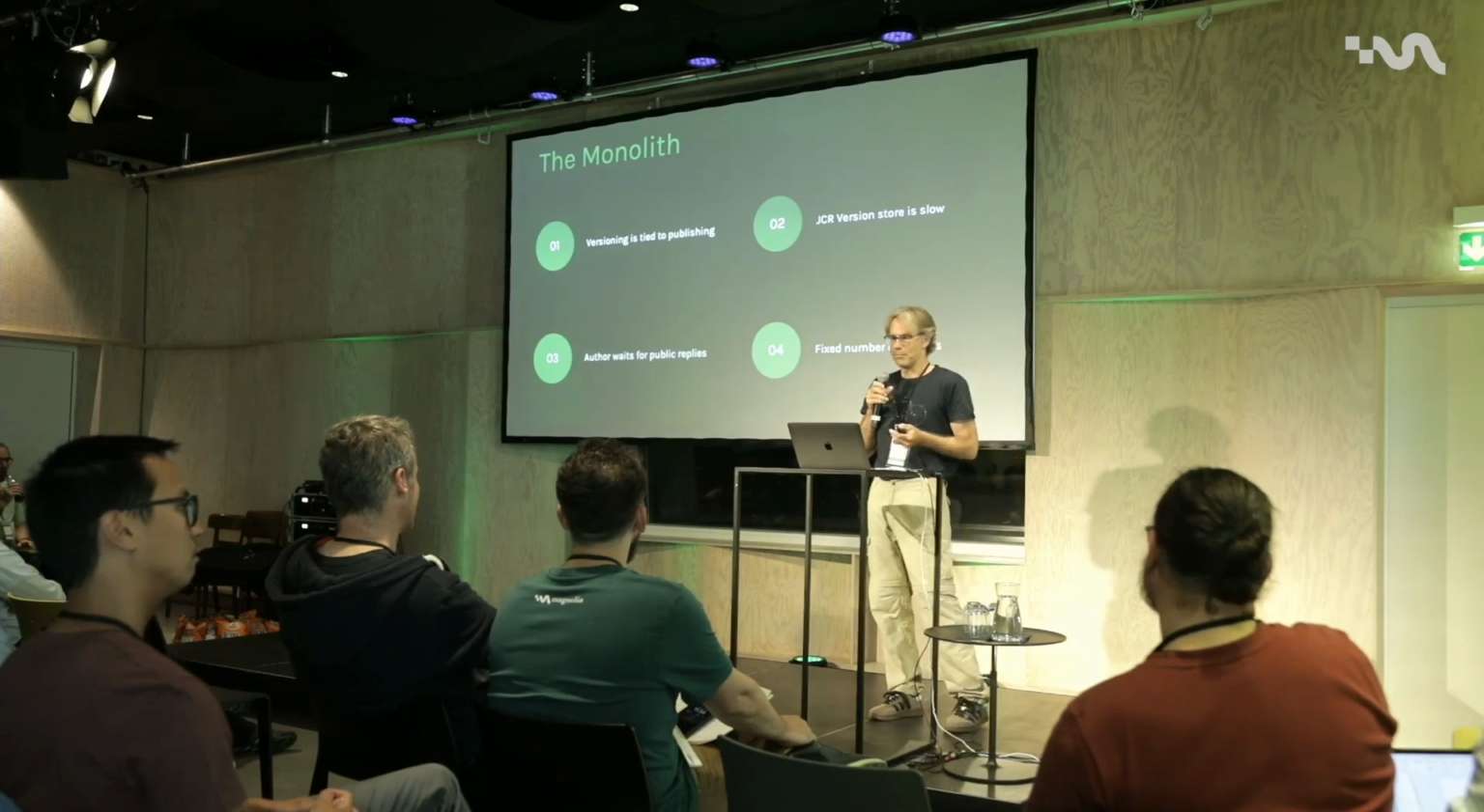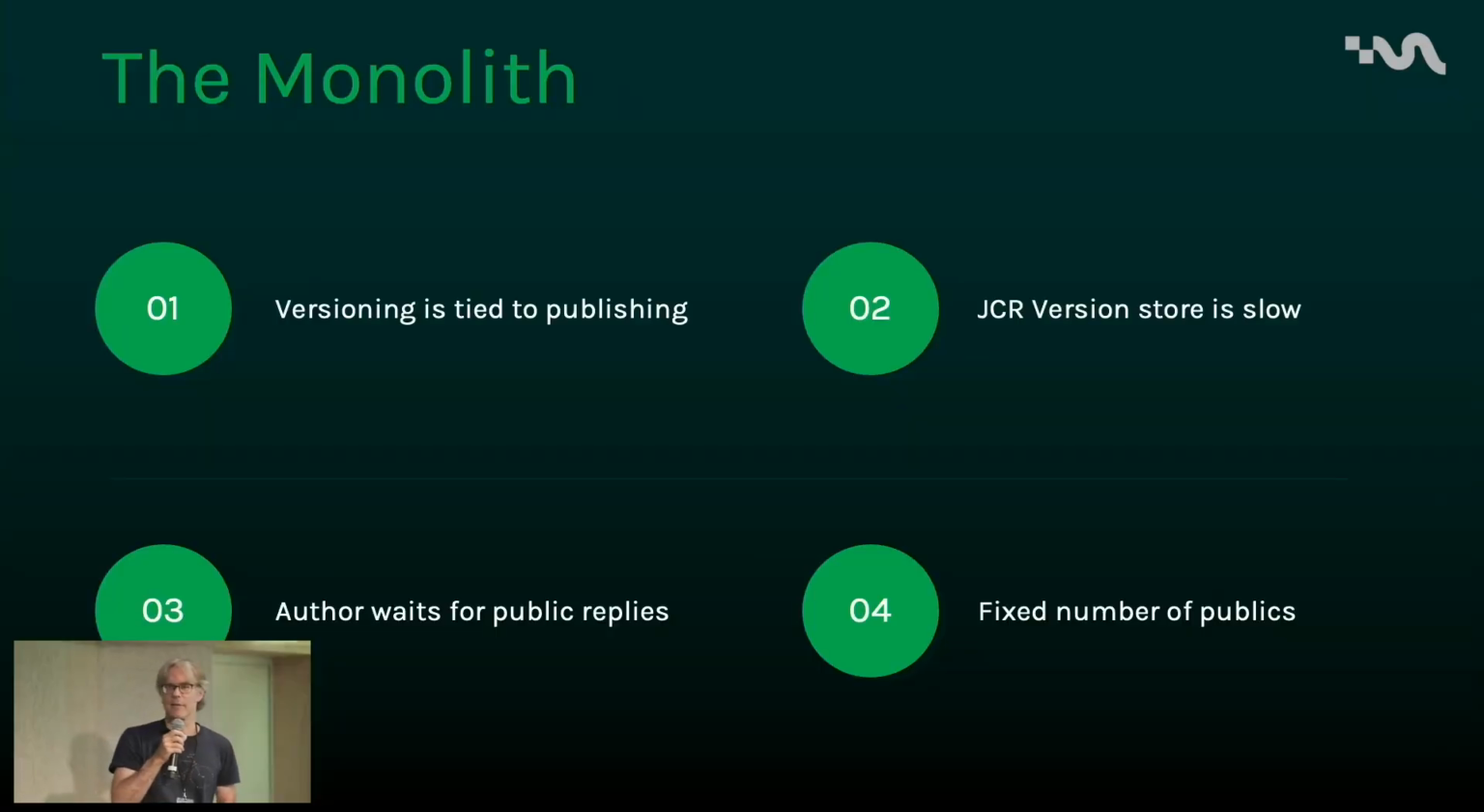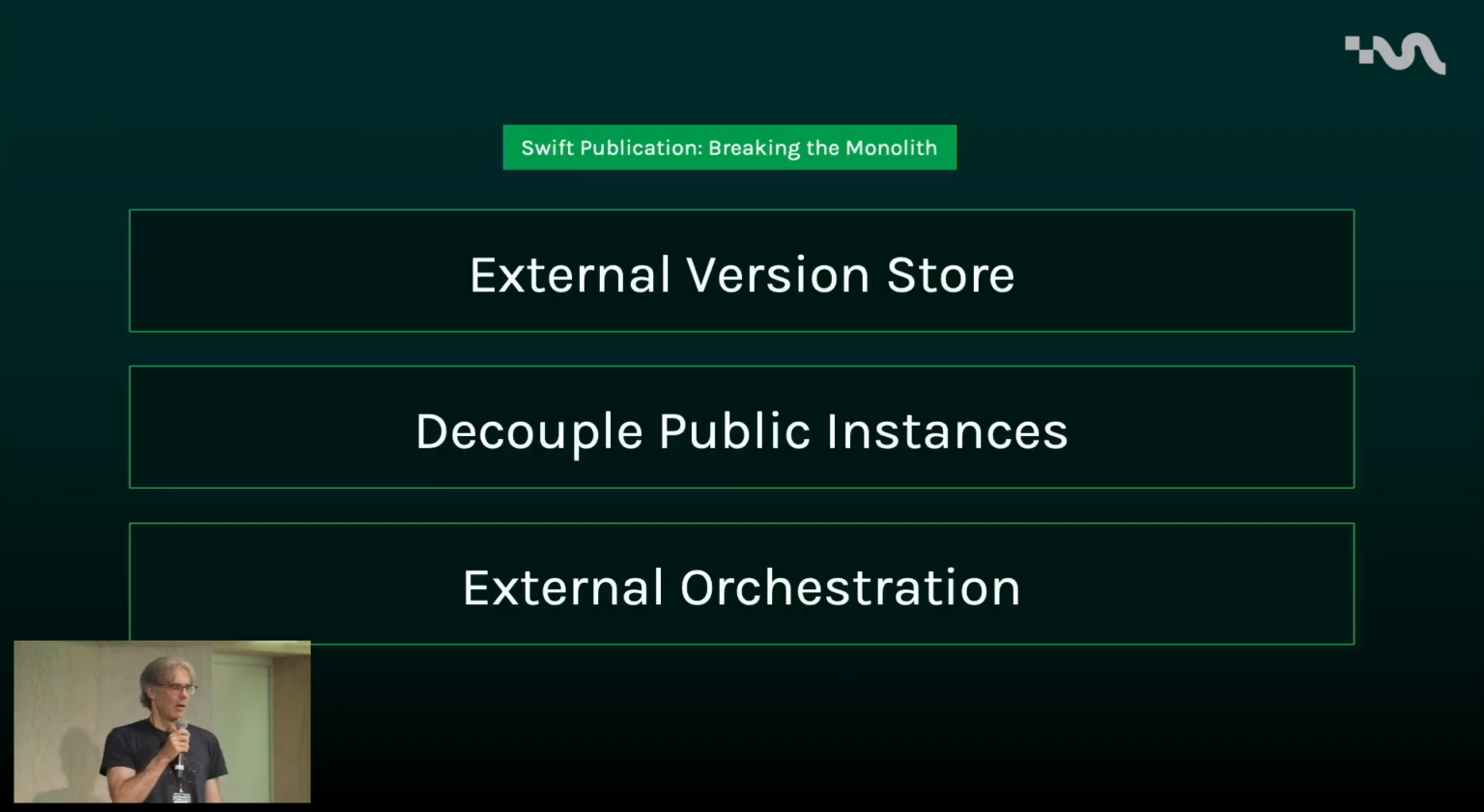And we can work with a fixed number of public instances in your deployment, basically. So this all creates some scalability issues when you have a lot of content to publish, when you have a lot of public instances, you have to wait for all of them, or when you publish very frequently, you can run into scalability issues. So these are the issues that we identified through various customer projects, various feedback that we got. And we looked at what issues can we solve, how can we solve them. What we came up with is basically, let's break that monolith.